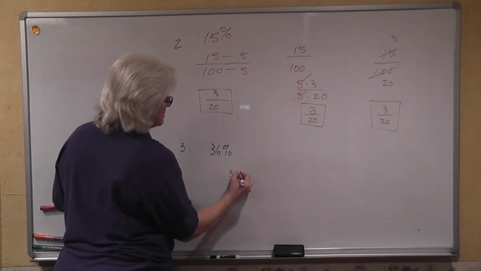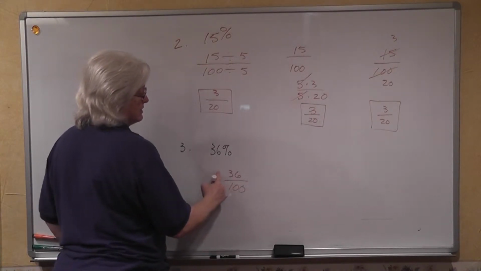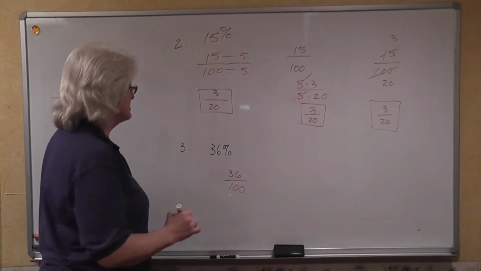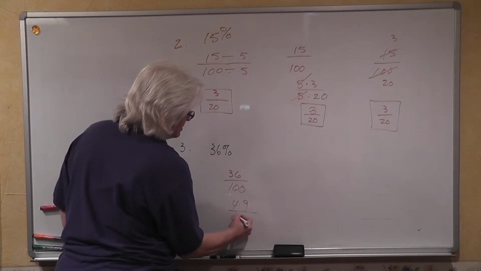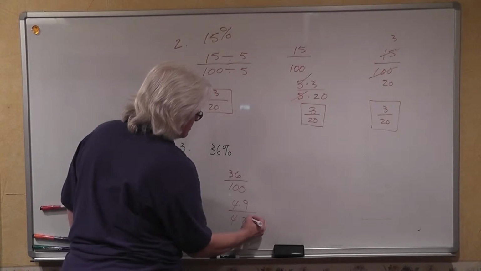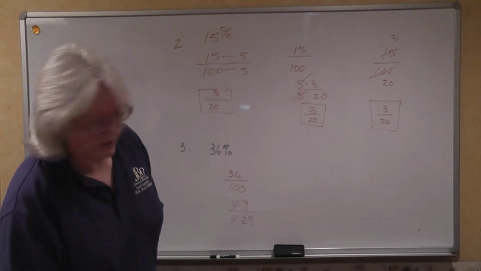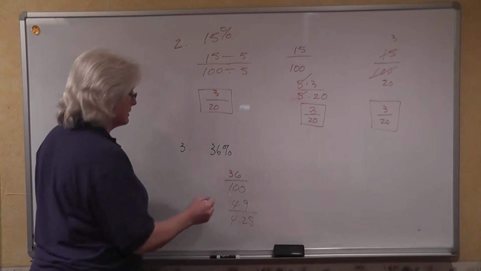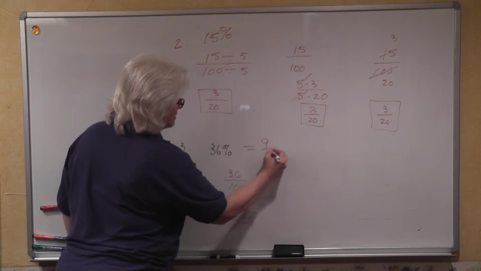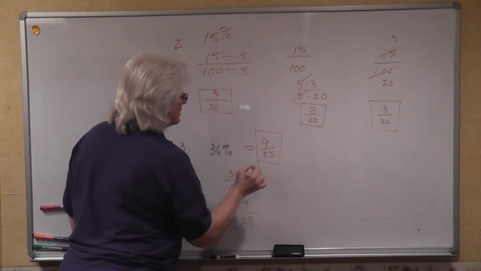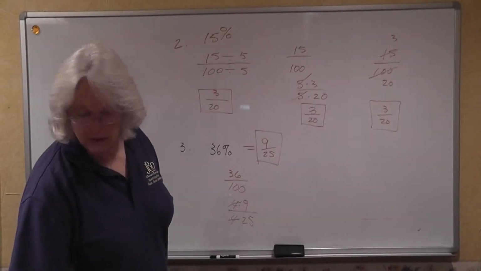36%, 36 over 100. Looks like it has 4 nines. 4 times 9 is 36. So I'm going to say 4 times 9 over 4 times 25. That doesn't seem to be right. Let me look at the book. Yeah. We have a common factor of 4 that cancels, so that our 36% written as a fraction in lowest terms is 9 over 25. I think it's real obvious what we have going on here. I'm not going to do the last one.